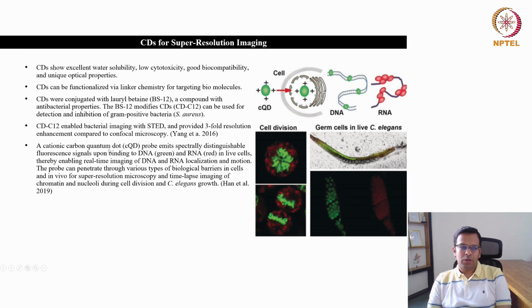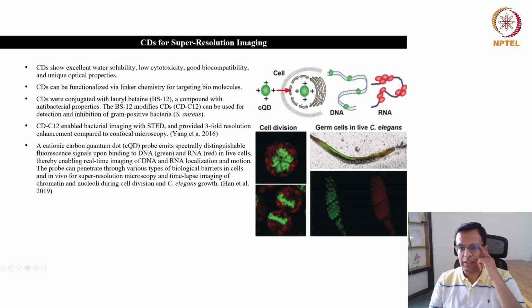A cationic carbon quantum dot probe emits spectrally distinguishable fluorescent signals upon binding to DNA and RNA in live cells. So this is very interesting. This is known as a cationic carbon quantum dot, and it gives different color fluorescence when it binds to DNA or RNA. When this quantum dot binds to DNA, it gives green fluorescence, and when it binds to single-stranded RNA, it gives red fluorescence, thereby enabling real-time imaging of DNA and RNA localization and motion.